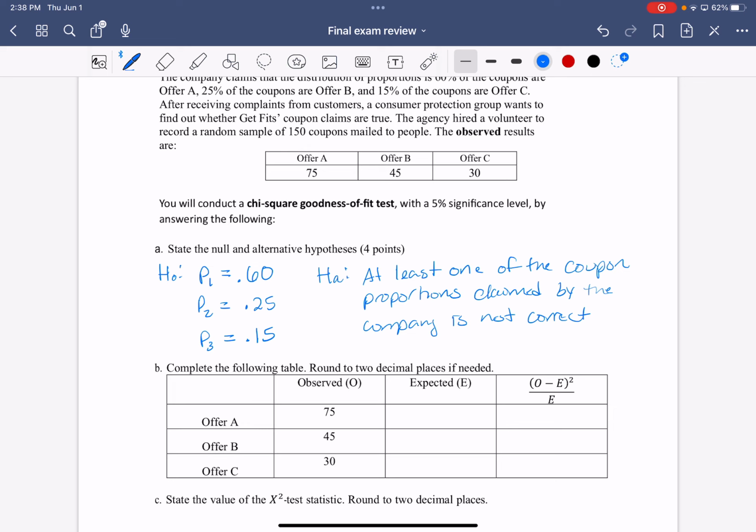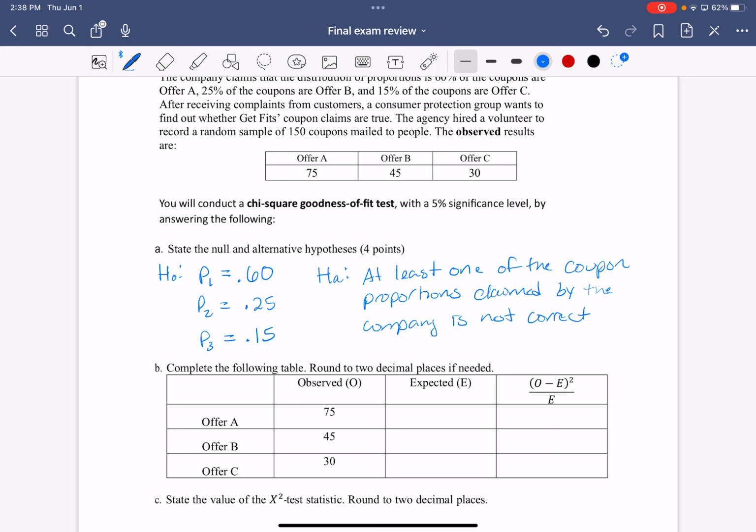Okay, part B. Complete the following table, rounded 2 decimal places if needed. So we have the observed, and the observed were just re-included for us here. Offer A, 75 is right there. Offer B, 45 right here. Offer C, 30. That was the observed, right, when they took their sample. How many were they expecting, though?